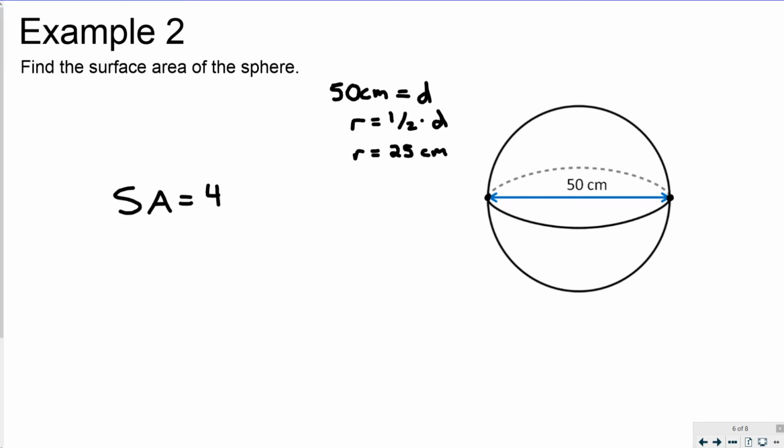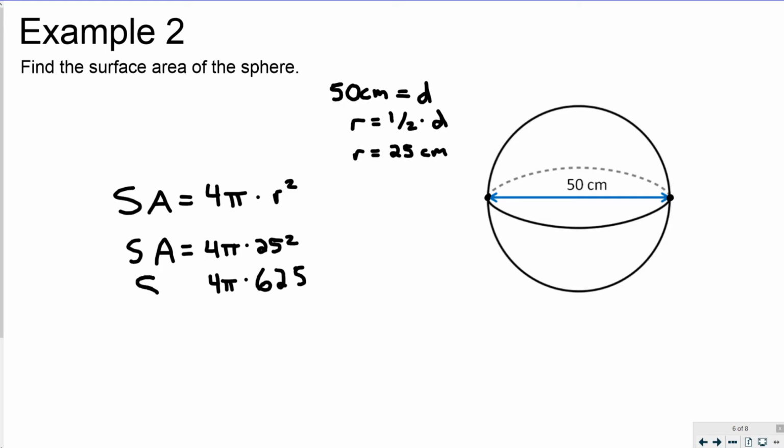So 4 pi times radius squared. Remember, that's the formula for surface area of a sphere. So the surface area here will be 4 pi times 25 squared. So I'm going to go to my calculator and do 25 squared, and I get 625. So 4 pi times 625.